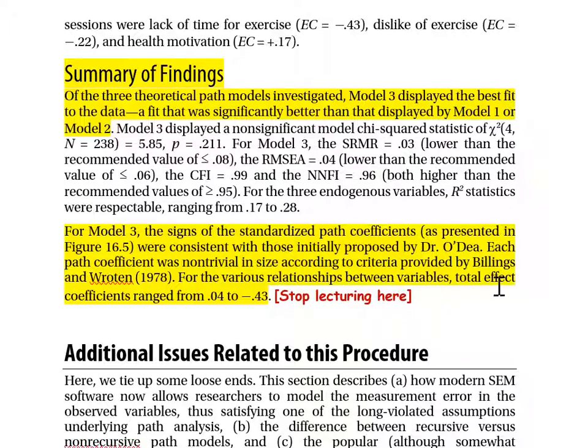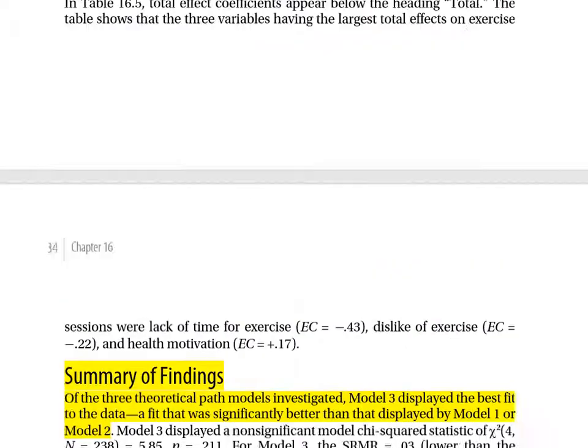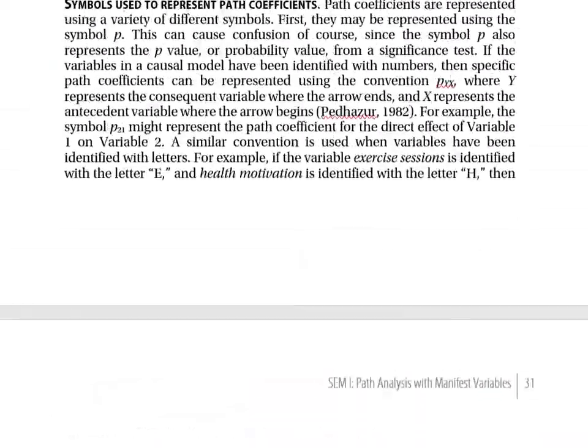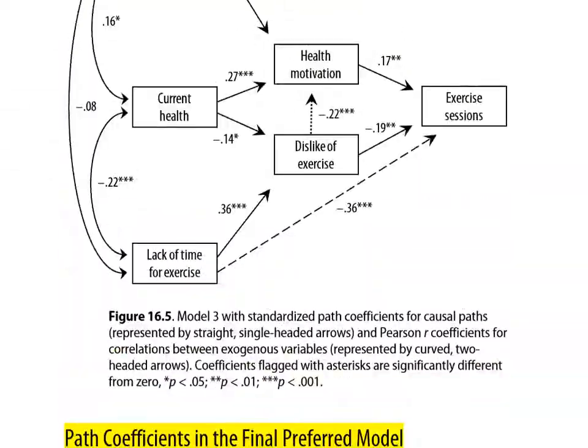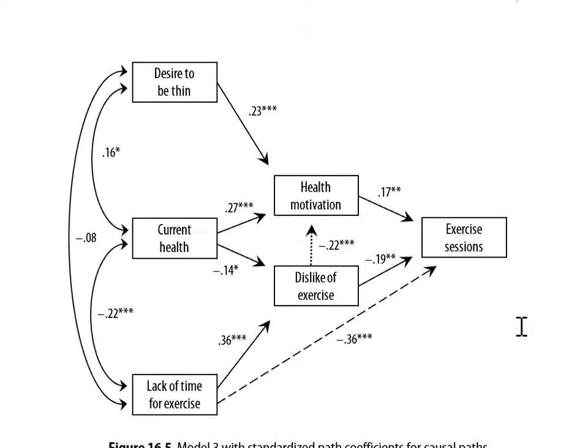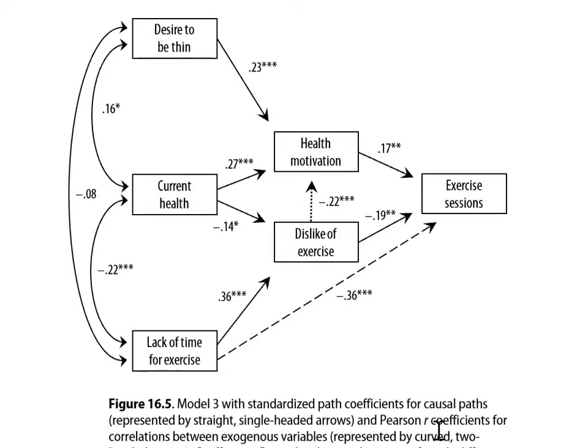Let's just take one last look at the final preferred causal model, going way back to page 29, Figure 16.5. If you look at all of the arrows, whether solid or dashed or dotted, together they constitute Model 3.